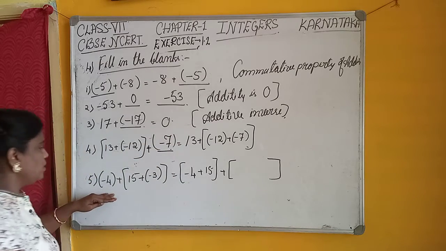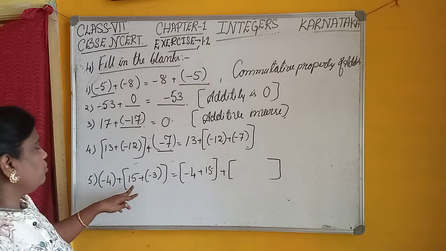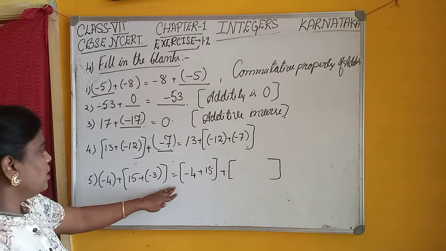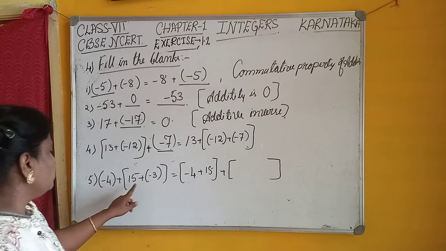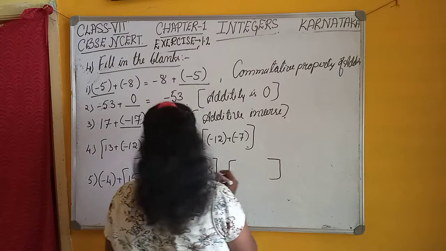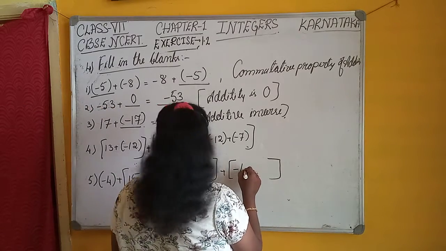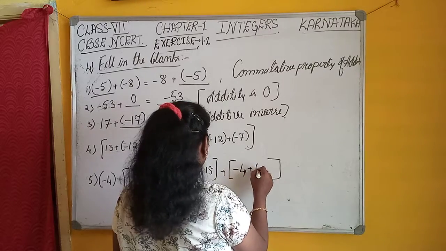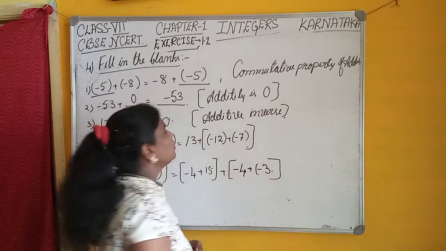Okay. And here minus 4, big bracket of 15 plus minus 3 is there. That is equals to minus 4 plus 15 and minus 4 plus minus 3 we have to write. Minus 4 plus of minus 3.